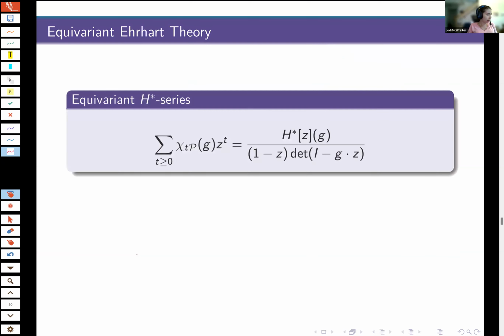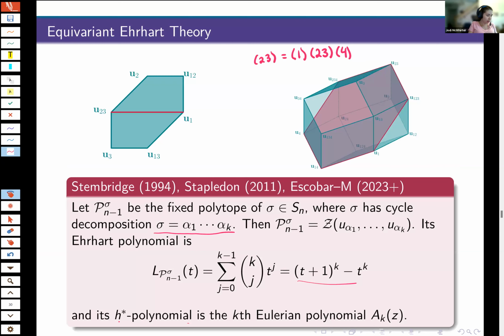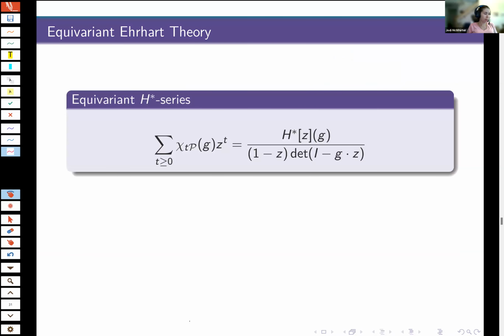Yes, I told you I was going to tell you about this equivariant H-star series. We know the H-star polynomial for each of these polytopes. So how does that connect to this equivariant H-star series that Stapledon and now so many others are interested in? It's a little bit different than the original Ehrhart series, but this thing on the left kind of looks like it.